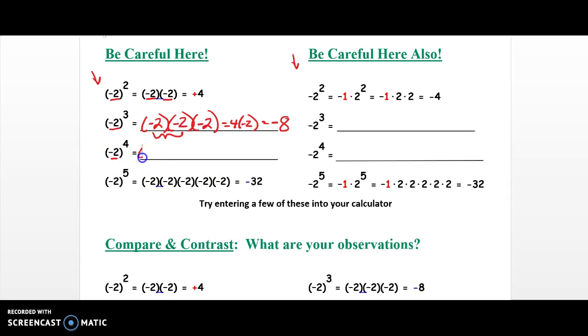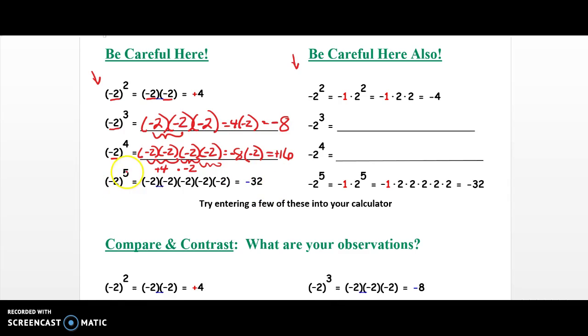-2 raised to the 4th power means -2 times -2 times -2 times -2. These 2 together make +4. +4 multiplied by this -2 gives you -8. But now we're going to take negative 8 and multiply by this last negative 2, and negative 8 times negative 2 gives you positive 16.